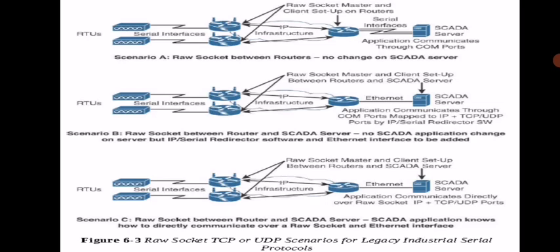Then the third scenario, raw socket between router and SCADA server. Both are the same, but the SCADA application knows how to communicate directly over a raw socket and Ethernet interface. So these are the few adaptations we can perform for implementing the tunneling procedure.